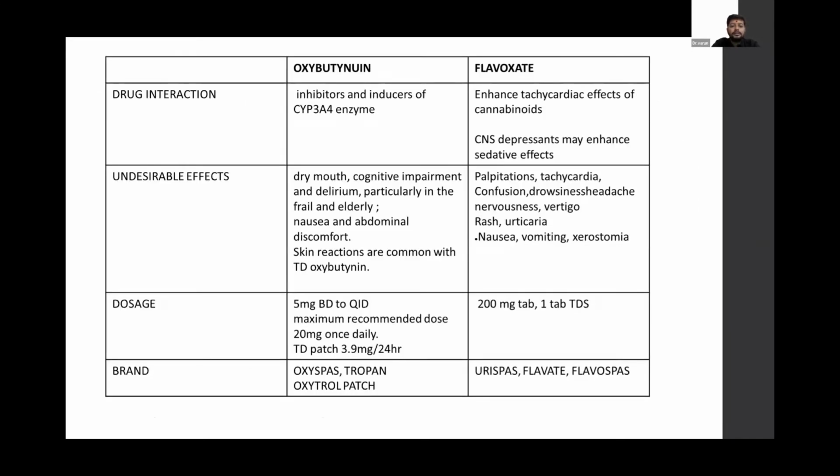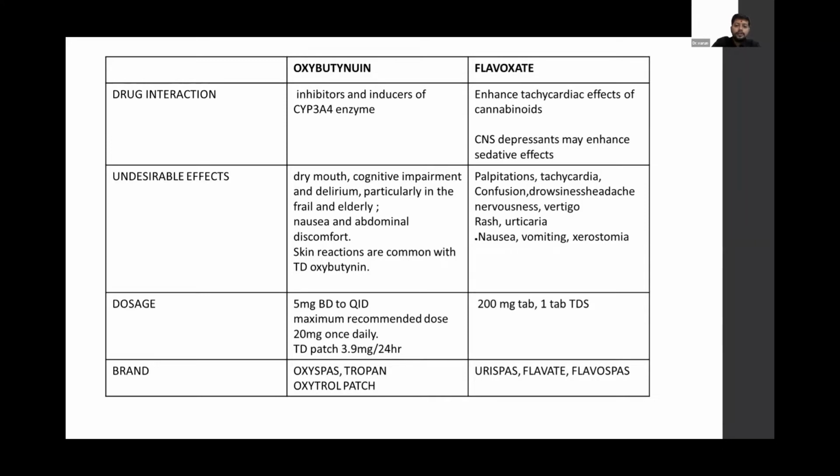Drug interaction of oxybutynin: it is affected by inhibitors or inducers of the CYP3A4 enzyme. Undesirable effects are dry mouth, cognitive impairment, delirium, particularly in the frail and the elderly, nausea and abdominal discomfort, and skin reactions. Dosage of oxybutynin is 5 mg twice a day to 4 times a day, and maximum recommended dose is 20 mg daily. Oxybutynin is also available as transdermal patches of 3.9 mg per 24 hours. Brand names for oxybutynin are Oxyspas, Topan, and Oxytropase.